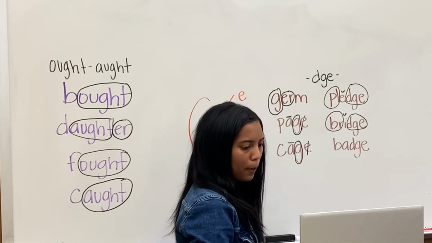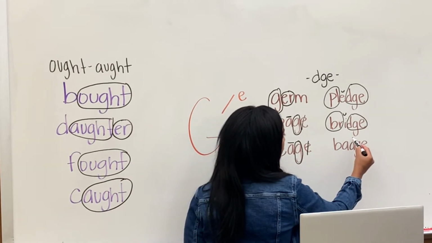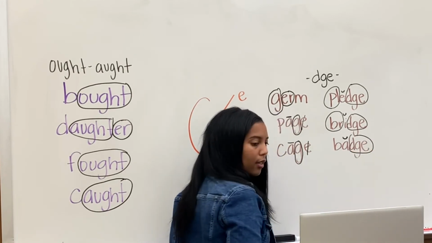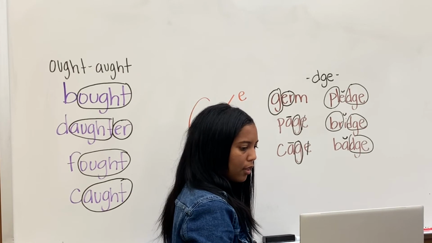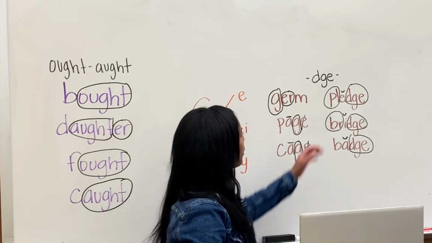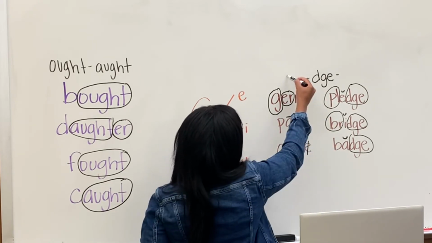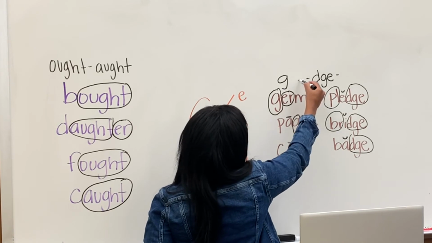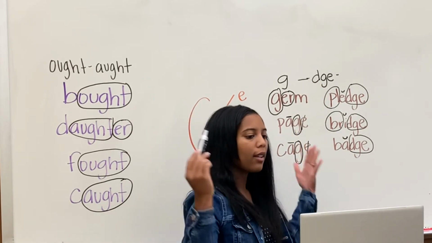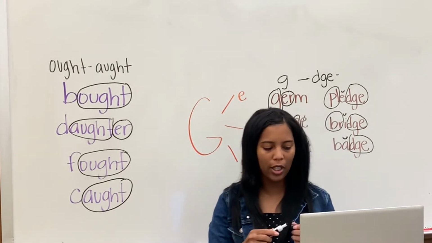Next I have BR that says br, I that says i, and DGE that says j. What's the word? Bridge. Next I have B, sharp vowel A, and DGE that says j. Badge. That's a sharp vowel A, badge. Good. So pledge, bridge, badge. So those were sounds G that says j and DGE that also says j. That's our last four sounds off of chart 11. So we are finished with chart 11.